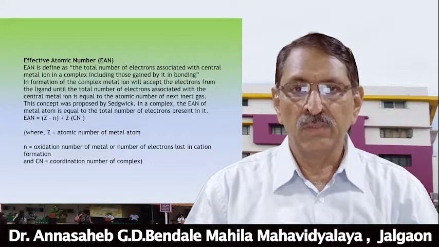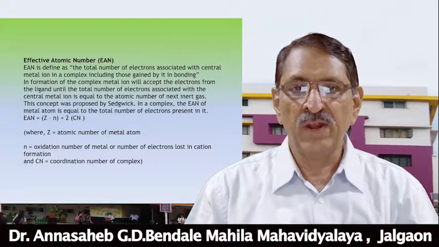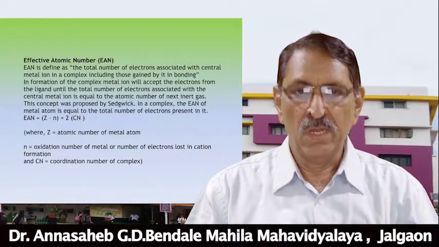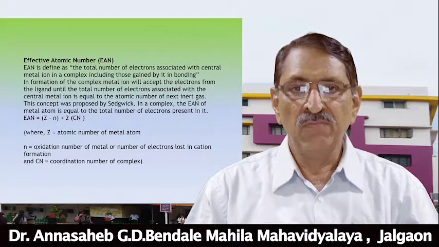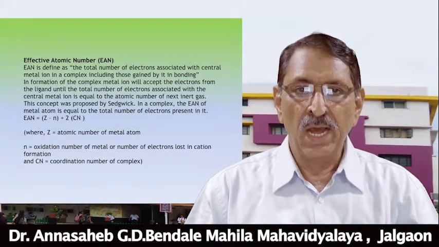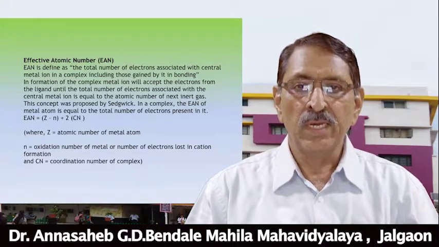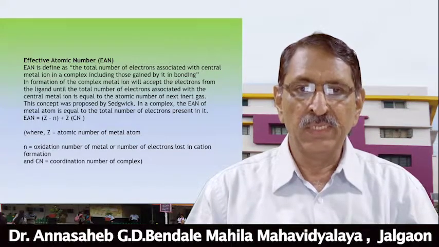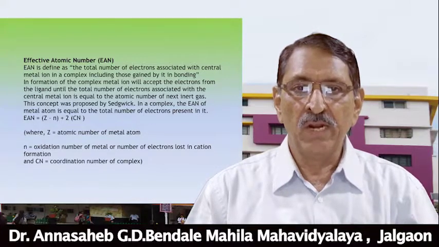We have to discuss the next term, the effective atomic number, in short EAN. This EAN is defined as the total number of electrons associated with the central metal ion in a complex compound, including those gained by it in bonding. That is called the effective atomic number of that metal ion.